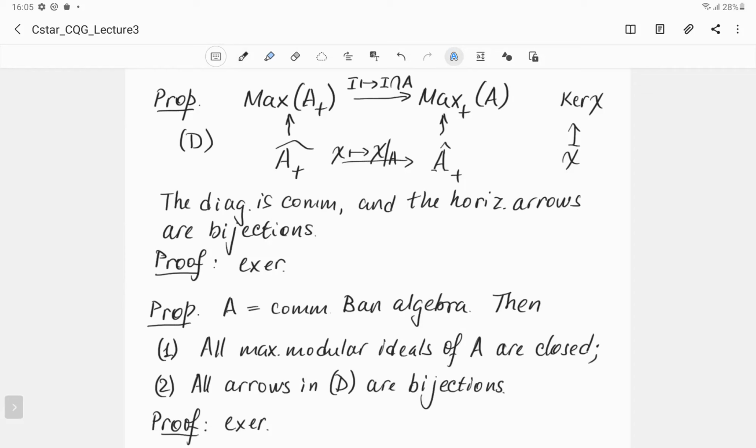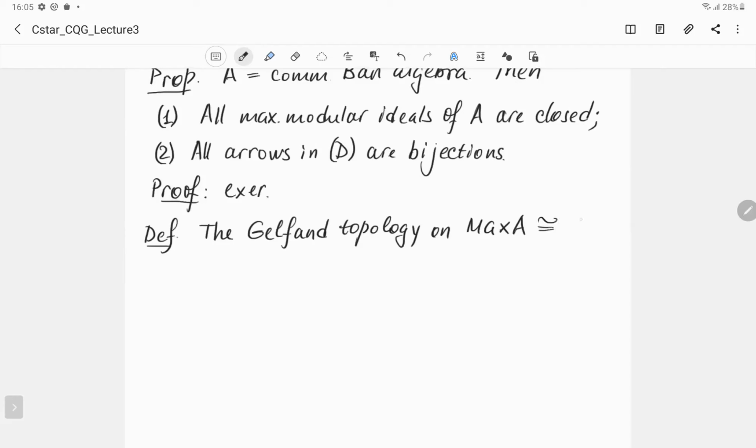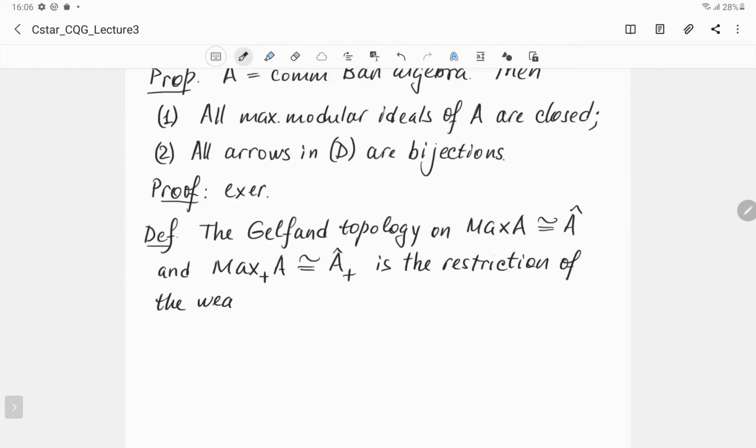we can now topologize our spaces. We define the Gelfand topology on max of A, which is identified with A hat, and on max plus of A, which is identified with A hat plus, to be the restriction of the weak star topology on A star. So the definition is the same as in the unital case.